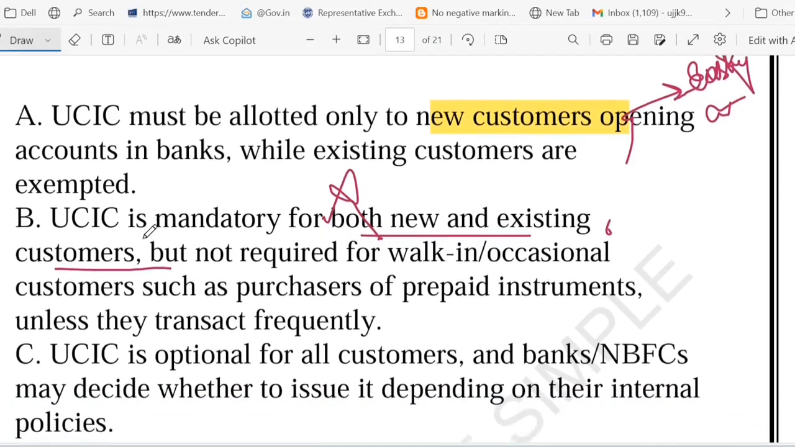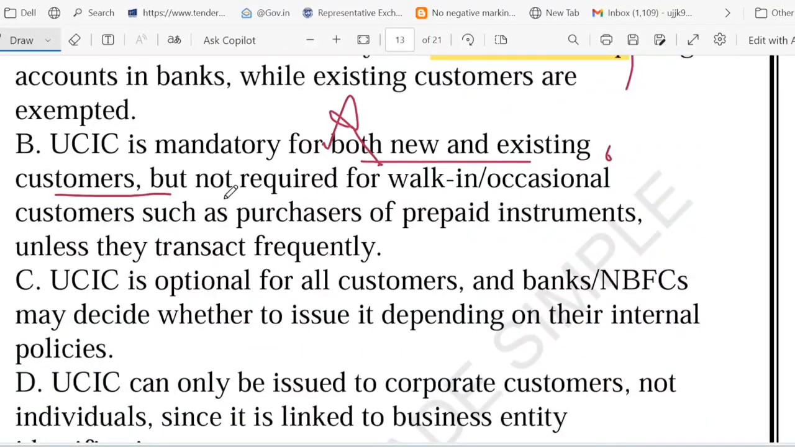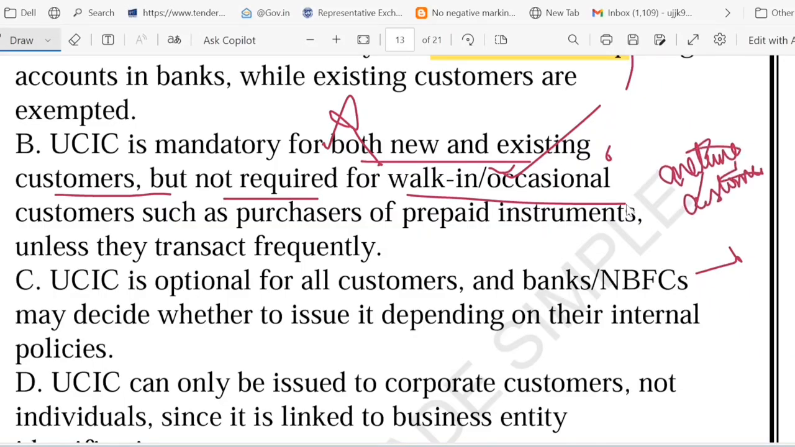What about B? B says that it is mandatory for both new and existing customers. Yes, very good. It is the correct one. This is correct because a regular customer must always have UCIC. But for a one-time customer, which we call a walk-in or occasional customer, like someone buying a prepaid card or one-off product, UCIC may not be issued immediately. However, if that customer keeps coming back, then UCIC becomes mandatory.